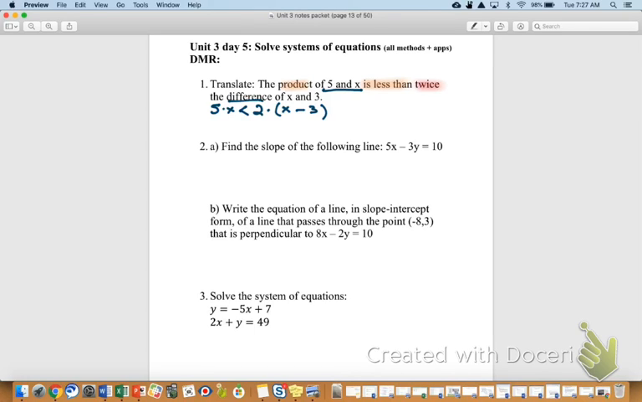And that would be my final translation. Like I said, you could clean it up a little bit. You could write it as 5x is less than 2 parentheses x minus 3. It's really the same thing. I don't really see much difference between the two. So either one would work.